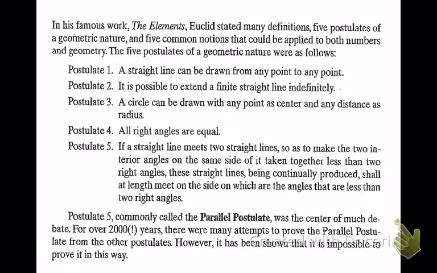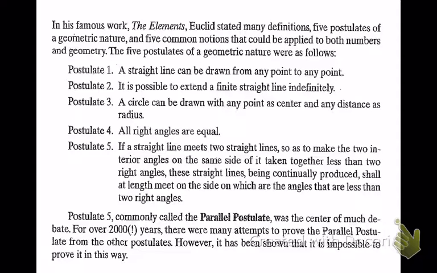Postulate 1. A straight line can be drawn from any point to any point. Postulate 2. It is possible to extend a finite straight line indefinitely. Postulate 3. A circle can be drawn with any point as a center and any distance as a radius. Postulate 4. All right angles are equal.